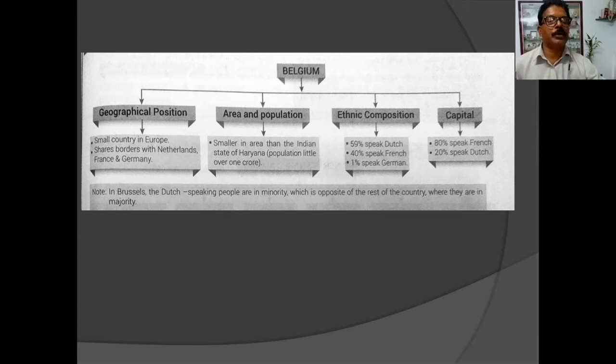Now let us find out which is the capital of Belgium. The capital of Belgium is Brussels. 80% of people speak French language and 20% of people speak Dutch language. In Brussels, the Dutch-speaking people are a minority, but in the rest of the country, the Dutch people are a majority.